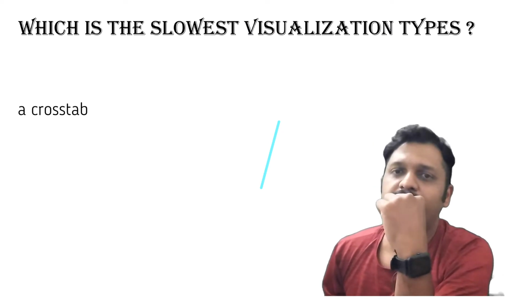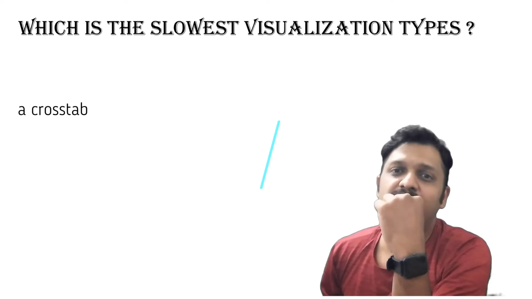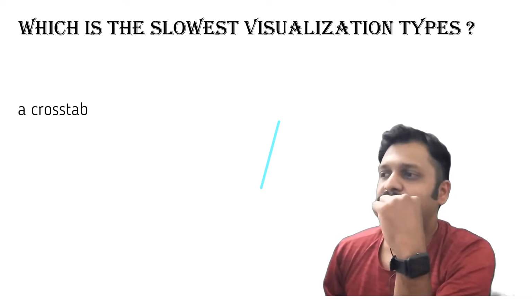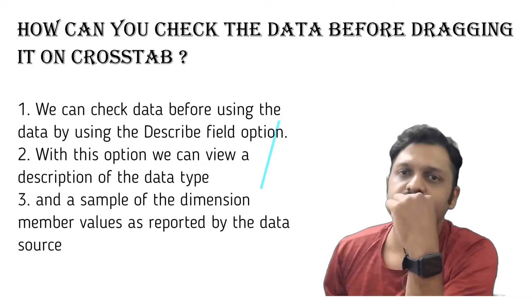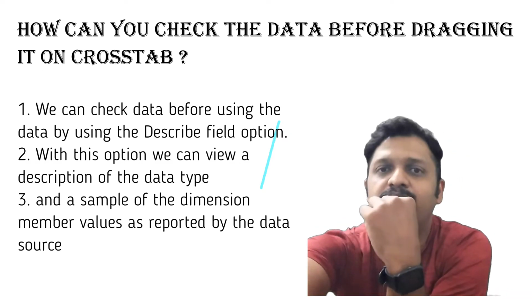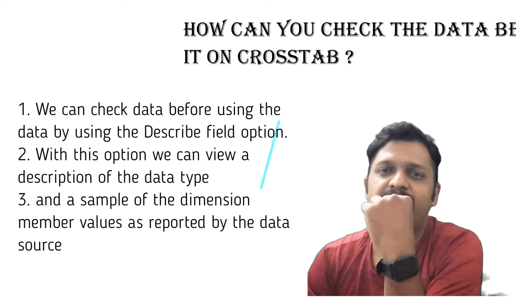Next question. Which is the slowest visualization type? A crosstab. A crosstab visualization should be the least priority or the last option to choose. This is one of the slowest visualization types. Next question. How can you check the data before dragging into a crosstab? We can check data before using it in a tab or crosstab with the describe field option. With this option, we can view a description of a data type and a sample of dimension member values as reported by the data source.